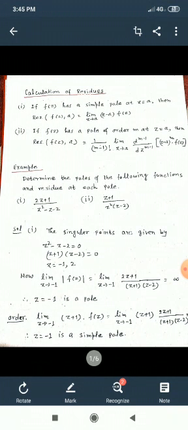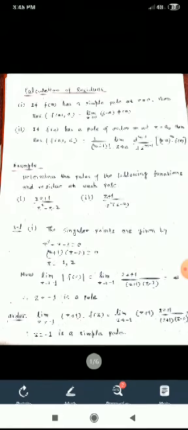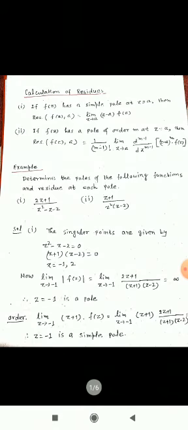What is the order of this pole? For the order, the limit as z tends to -1 of (z + 1) f(z) is equal to the limit as z tends to -1 of (z + 1)(2z + 1) upon (z + 1)(z - 2). After solving, this is equal to 1 by 3, which does not equal infinity, hence z = -1 is a simple pole.